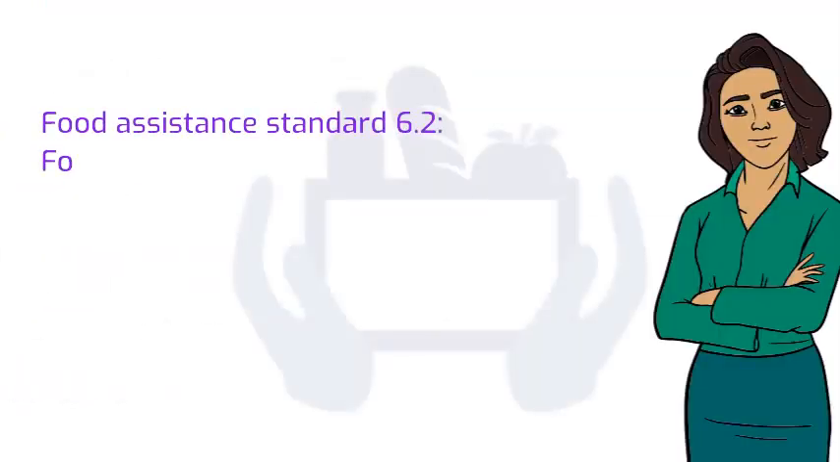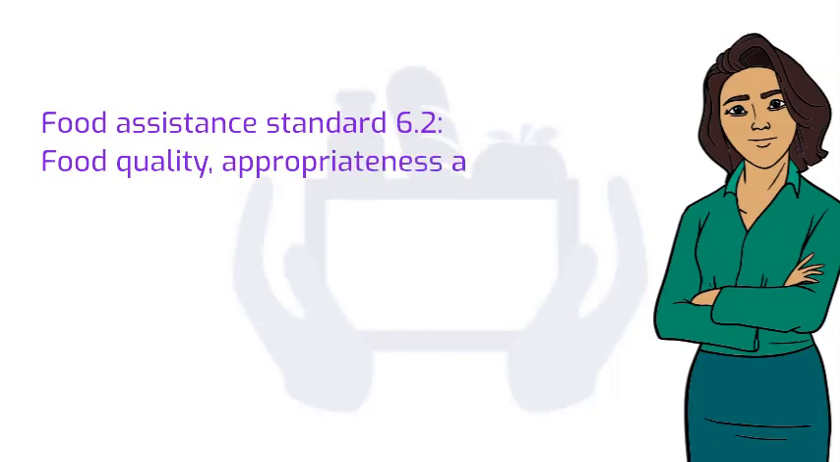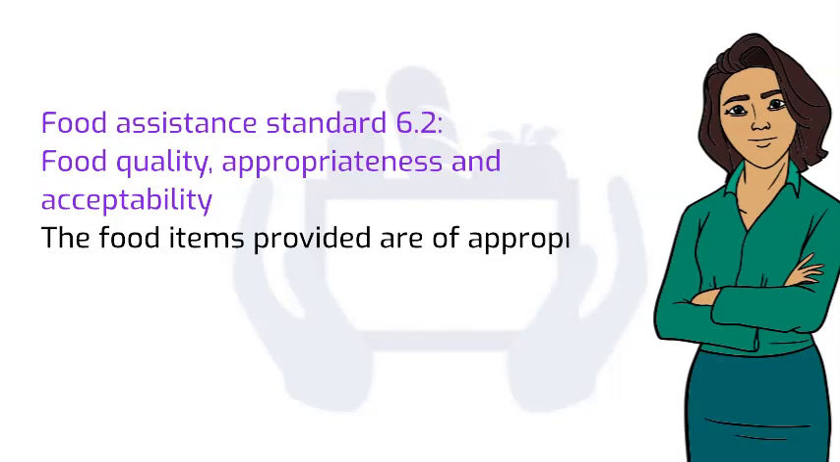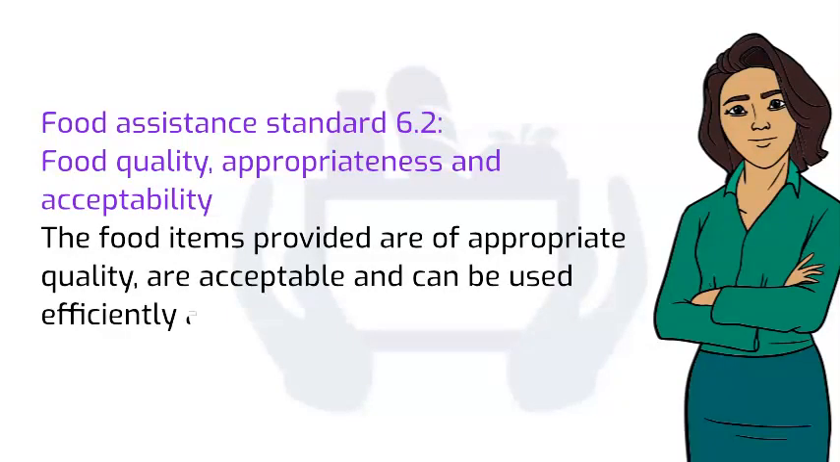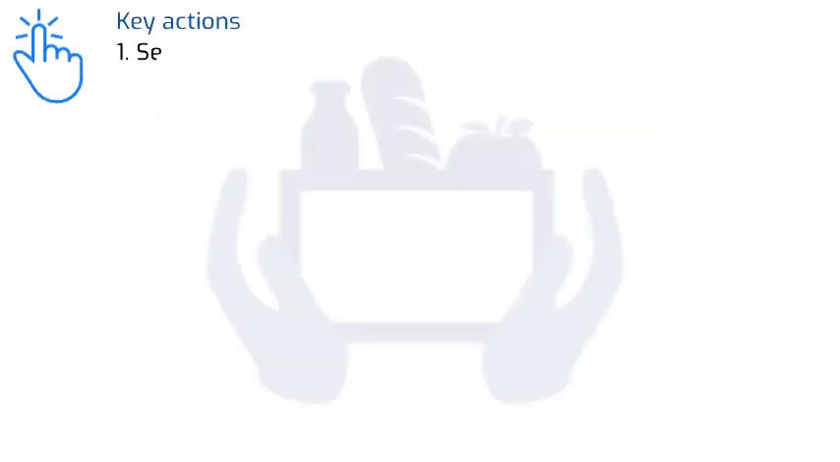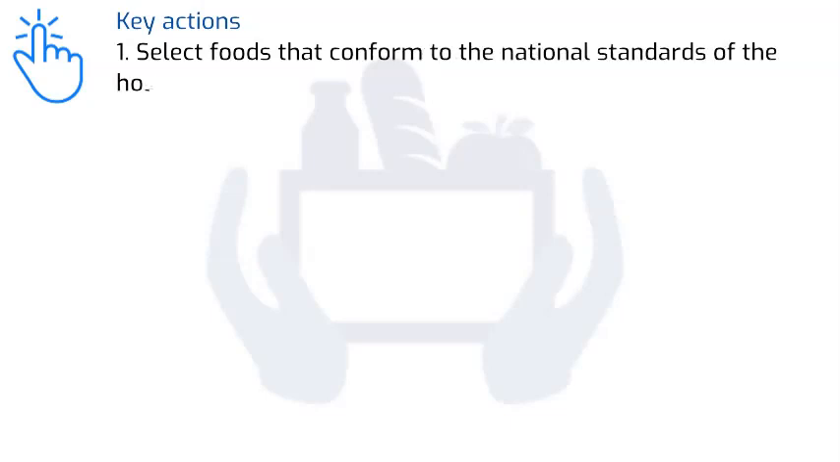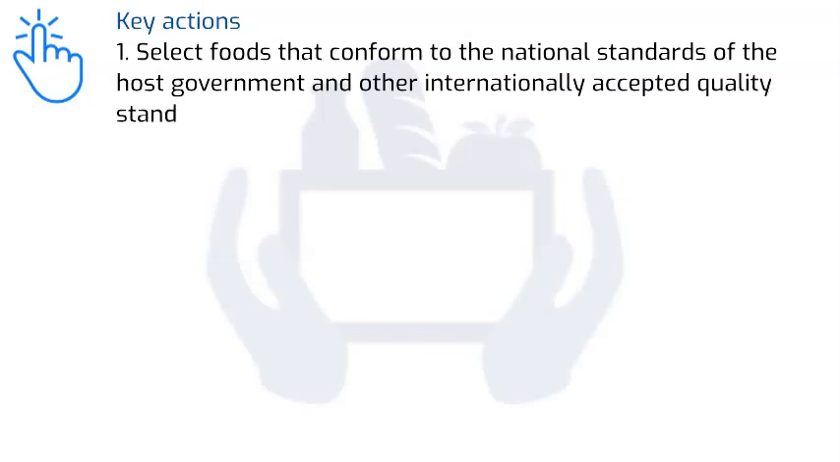Food Assistance Standard 6.2. Food quality, appropriateness, and acceptability. The food items provided are of appropriate quality, are acceptable and can be used efficiently and effectively. Key actions. 1. Select foods that conform to the national standards of the host government and other internationally accepted quality standards. 2. Choose appropriate food packaging.